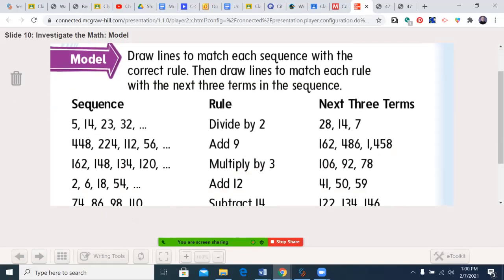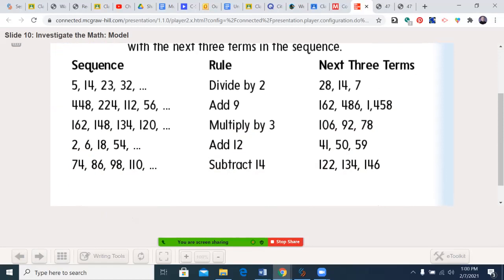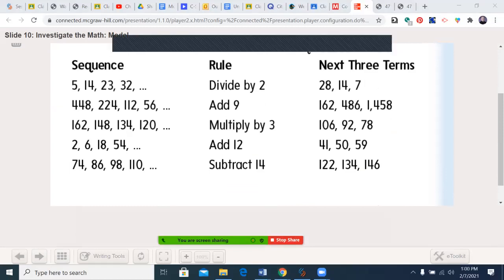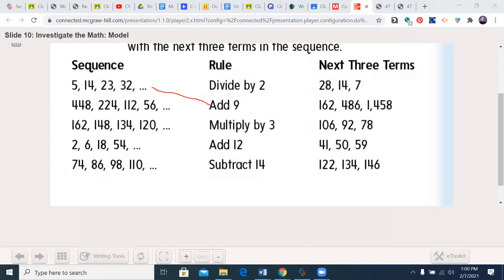Draw lines to match each sequence with the correct rule. Then draw lines to match each rule with the next 3 terms in the sequence. And I'm going to do this for you. Obviously, this is in your book. So first, I have to identify the pattern. Up by 9, up by 9, increase. It's increasing by 9, which is add 9. So 32 plus 9 is 41, and there's the one that's going to go with 41.